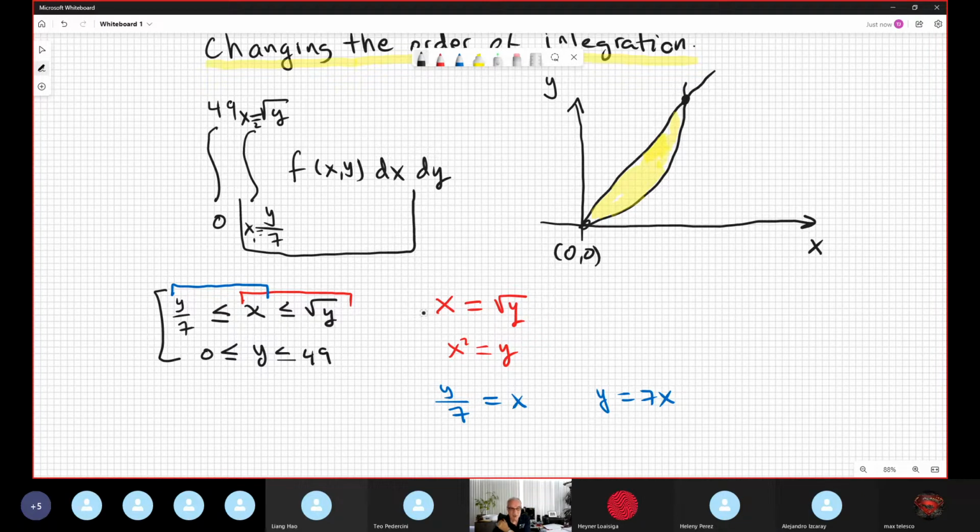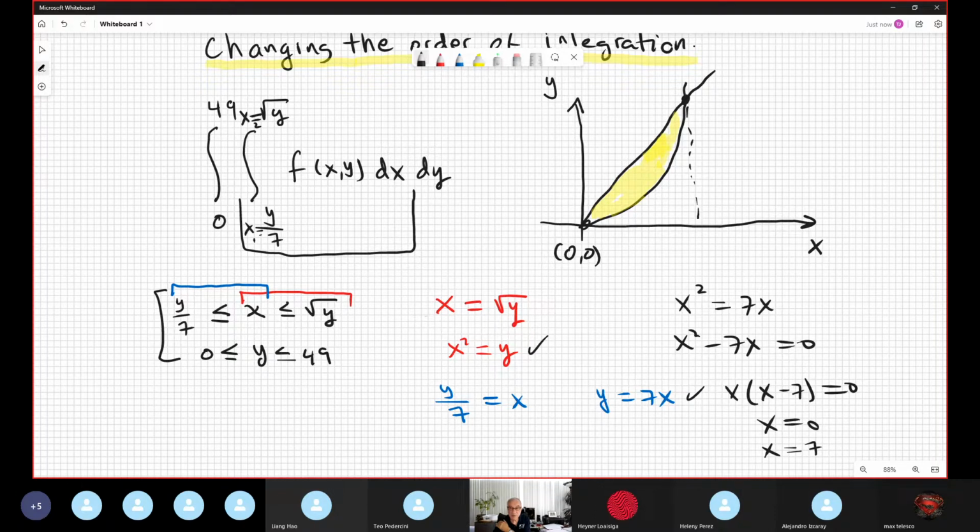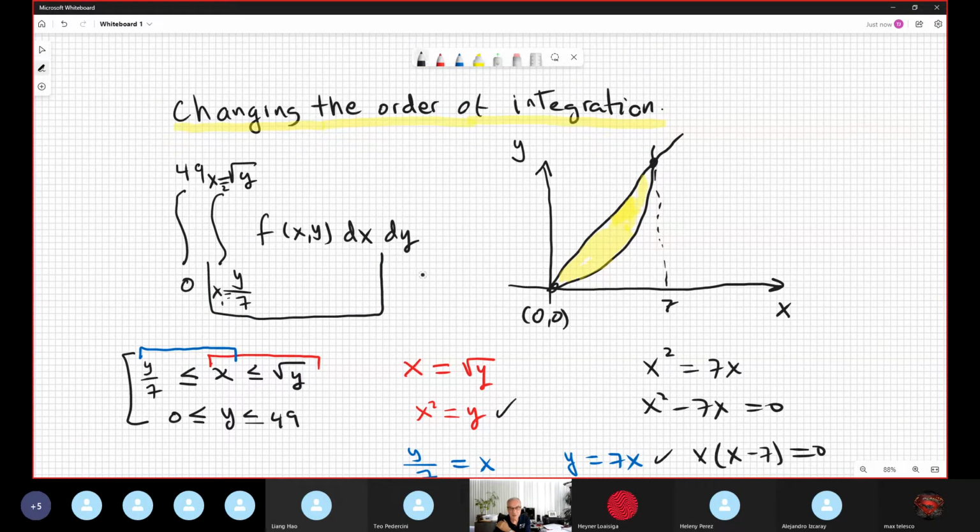But okay, I put this equation and this equation together: x squared equals 7x, x squared minus 7x equals 0, factorization gives 0 and 7. Okay, cool. This value is 7. And this value, I have no idea. Yes, I have an idea: 49. Because as you plug 7 into either equation, 7 squared is 49, or 7 times 7 is 49. So the point is 7, 49.